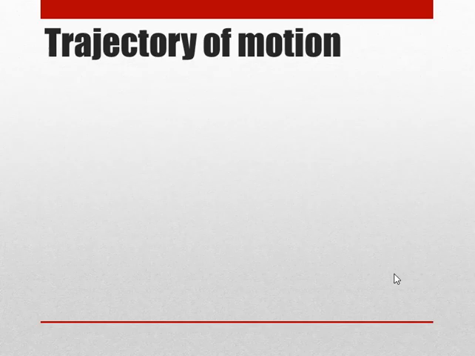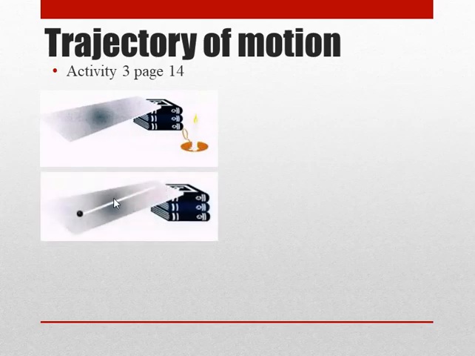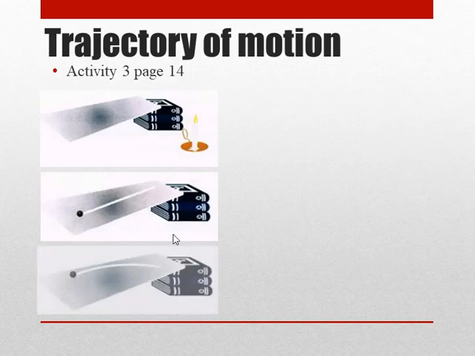The trajectory. Activity 3, page 14. I will summarize it. If you darken a piece of glass by the flame of a candle and then let any object fall on it, it will describe its path. If you incline the piece of glass, the motion would be inclined.